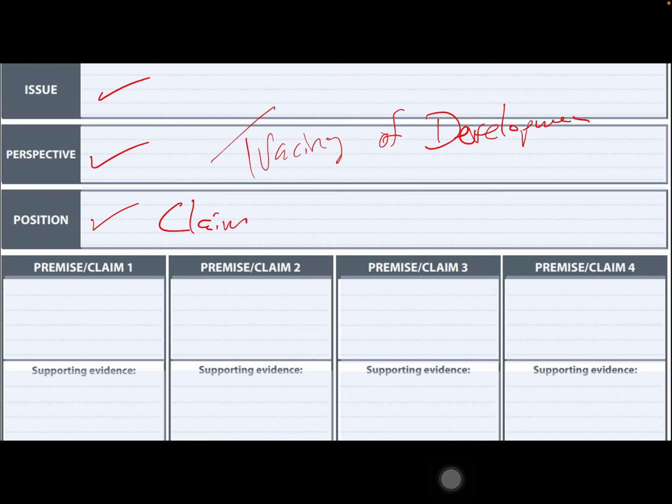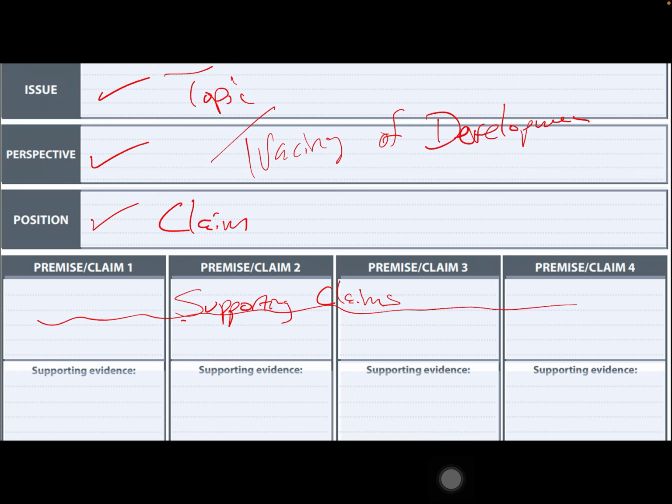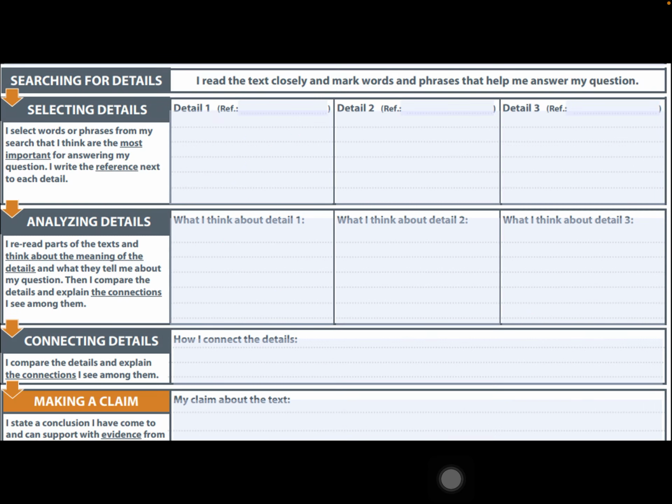And we think about issue, we're thinking about the topic. We're talking about position, what is the claim? And then these are all the supporting claims. Okay, so this is just a good way to trace through or use this as an organizer prior to jumping into the actual text, setting this up so you have something to go back to and add to as you move forward.